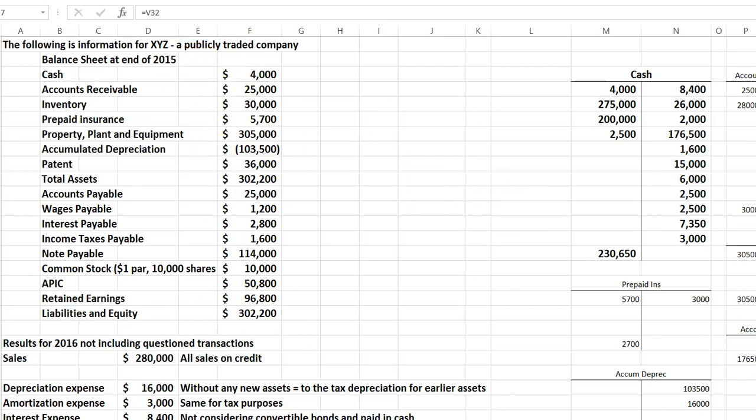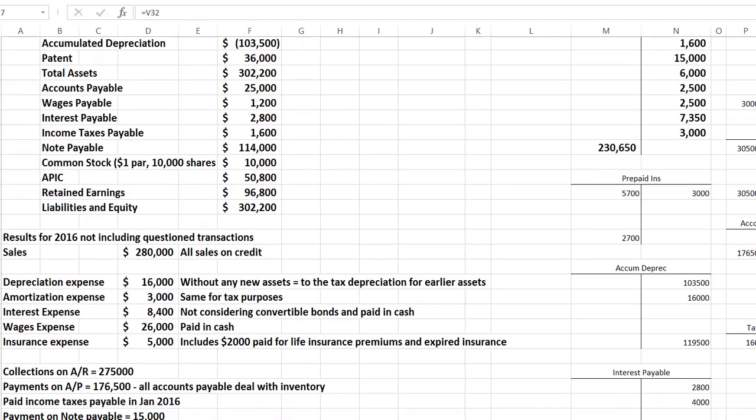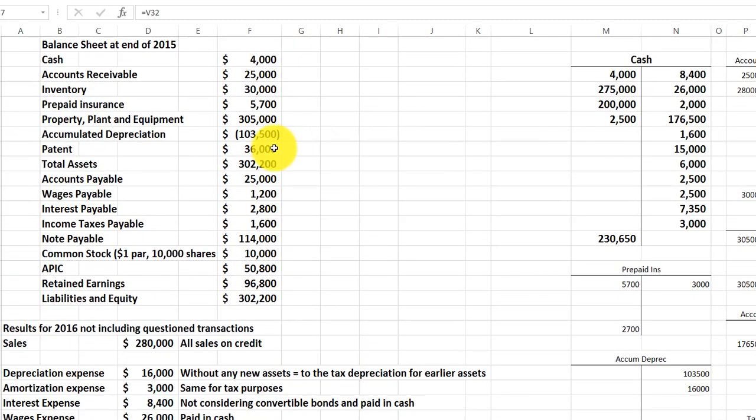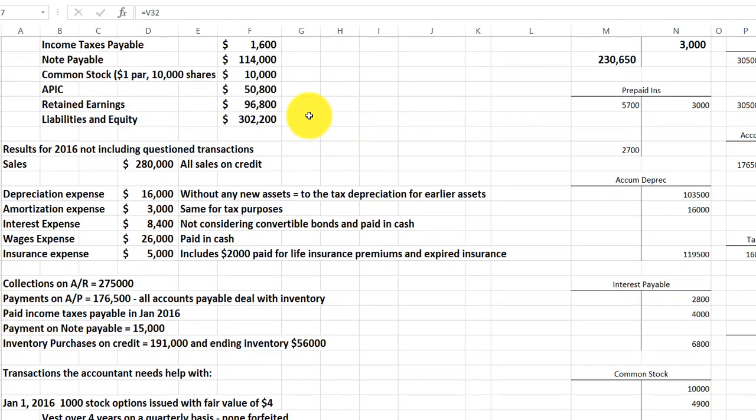You're going to make the journal entries for the transactions for 2016. So this is our starting point. Then our journal entries. Here are the various transactions. There are what we might call routine journal entries, and then the ones that are more complicated that the accountant needs some help with.